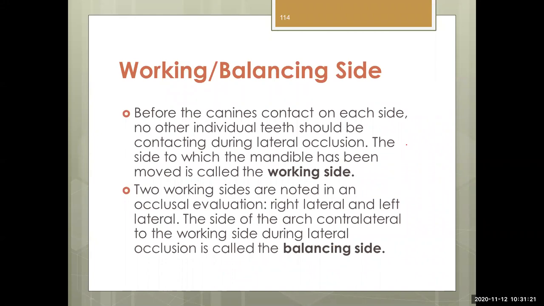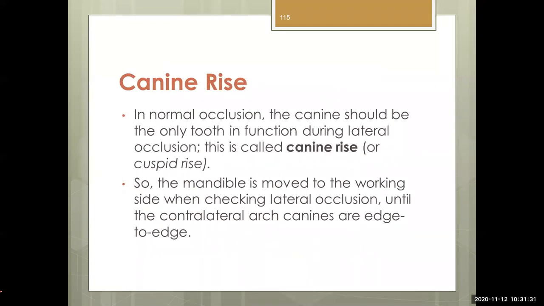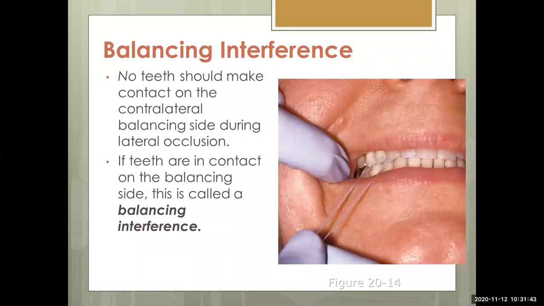The side in which the mandible has been moved is the working side. The other side is the balancing side. So we're doing canine to canine, and it's called the canine rise or cuspid rise. Edge to edge on the canines. And we can also check for balancing interference.